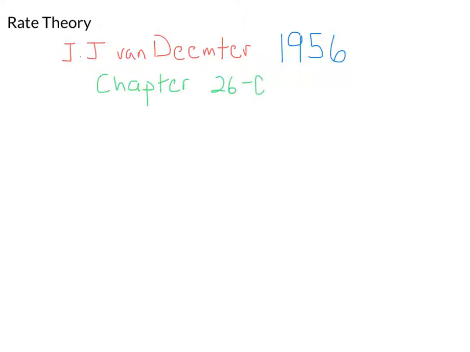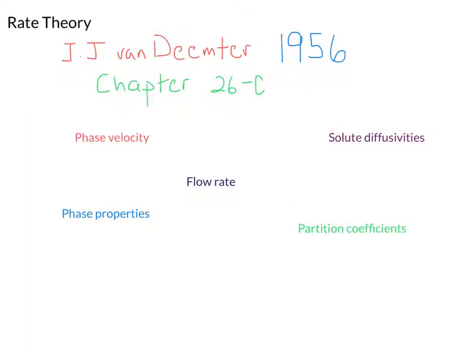It was created by J.J. Van Deemter in 1956 and is the topic of the textbook, chapter 26, starting in section C. And it accounts for things that plate theory neglects. It can predict the effect on performance of things like phase properties, solute diffusivities, partition coefficients, phase velocity, flow rates, support size and porosity, etc., etc.